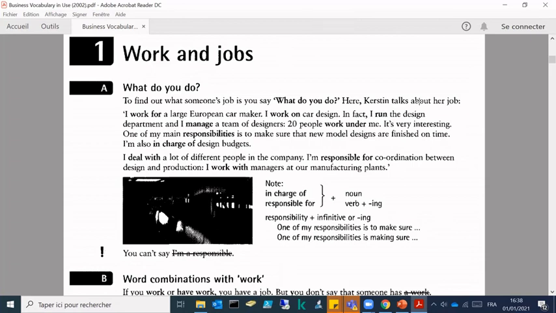So try it and give me one example with one of my responsibilities is to. You can use the same one, like fix cars or anything else that comes to mind. Okay. One of my responsibilities is to feed the cat. Good. Now use the same example, but using one of my responsibilities is without the to part. One of my responsibilities is making some tea. That's good.